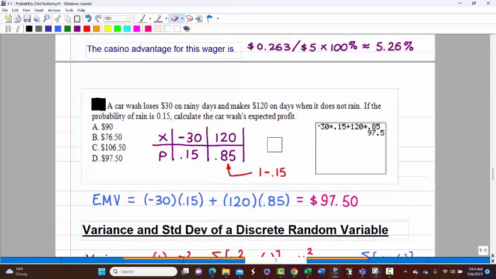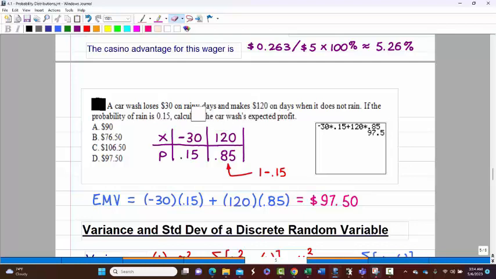All right, so here's one that says, a car wash loses $30 on a rainy day. So you see, loses is negative 30. It makes a profit of 120 when it doesn't rain, plus 120. If the probability of rain is 0.15, calculate the car wash's expected profit. Now, notice it only gives us one probability here. It didn't give us both probabilities.